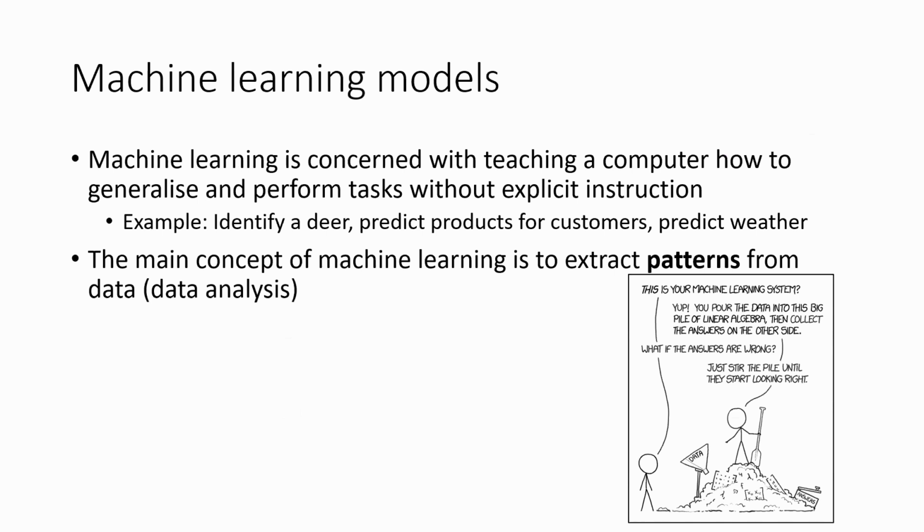So here is an XKCD comic that I like to introduce with. It says here that this is your machine learning algorithm, right? The person coming along is going to ask, is this your machine learning algorithm? Yeah. So you just put the data into this big pile of linear algebra, and then the answer comes out on the other side, right? So you have input of your data, and then your output is just going to be the answer. But what if the answers are wrong? Well, you just stir this pile of math around until it's right. And really, that's kind of what machine learning is, right?